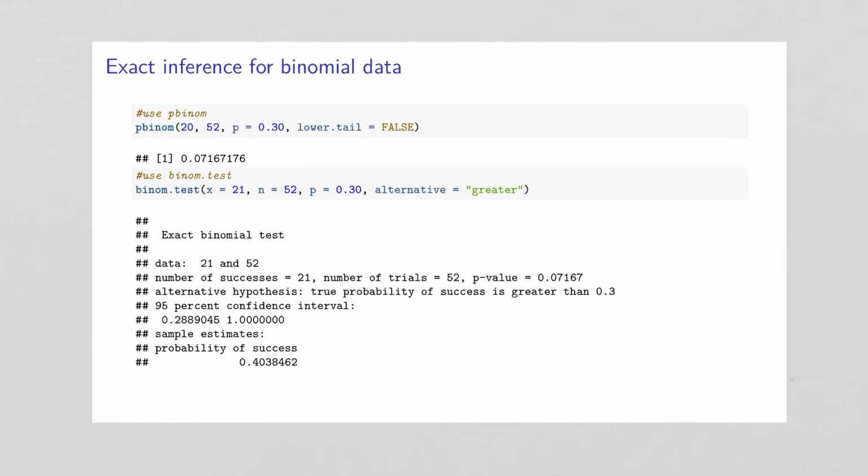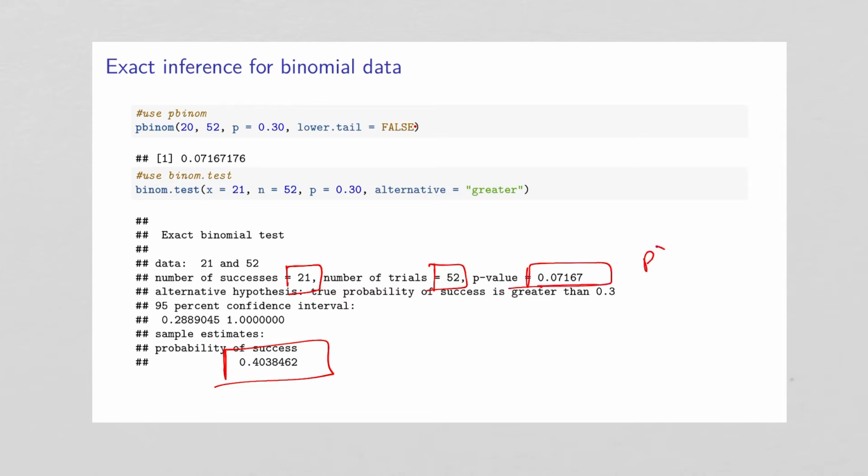An exact inference for binomial data, pbinom. Lower tail equals false because, again, it's greater. Or use the binomial test, the exact binomial test. Probability of success is this. So this is our estimate of successes in the population based on this sample, because we got 21 successes, and this is our trial, and our p-value is this.